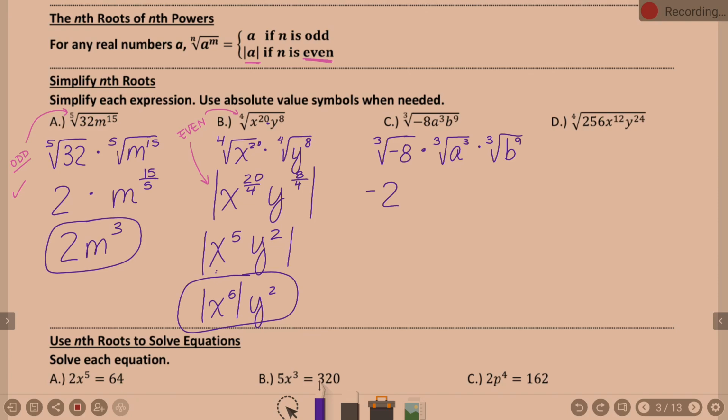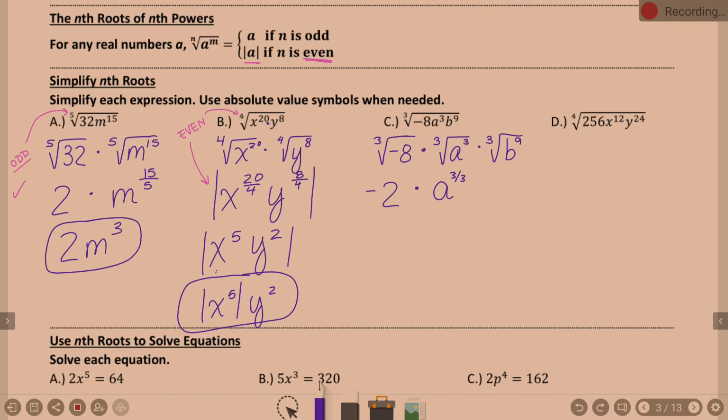Okay. The cube root of a to the 3rd. Well, how do we write that exponent? Is it 3 over 3 or 3 over 3? It's 3 over 3. What is 3 over 3 going to simplify to? A to the first. Okay, we'll do that next.